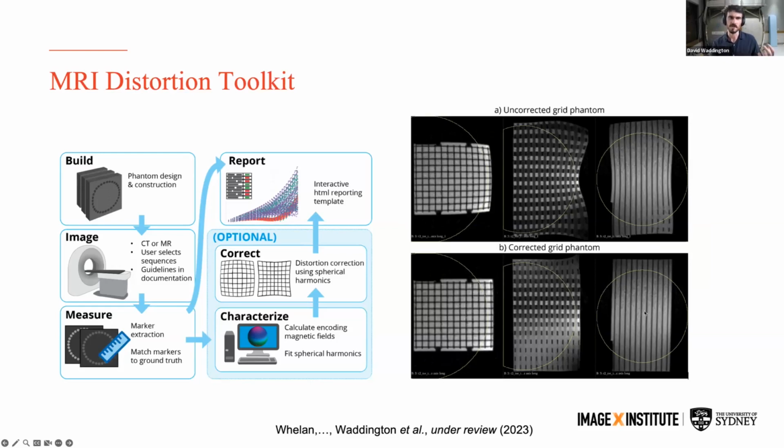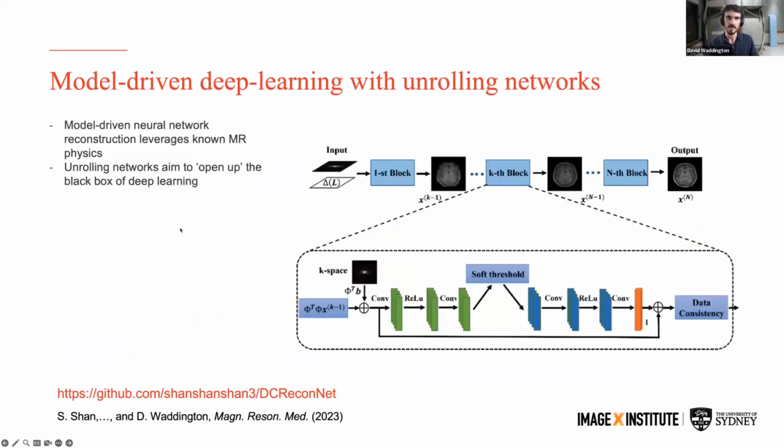Now, of course, in terms of what I was speaking about earlier, we're really looking at ways to implement this distortion correction. In this case, some work from Shan, looking at unrolling networks. They use a bunch of known MR physics to aim to open up this black box of deep learning. In this case, there's a series of soft shrinkage thresholding blocks that incorporate data fidelity terms and a bunch of forward and backward transforms that reduce the image artifacts.